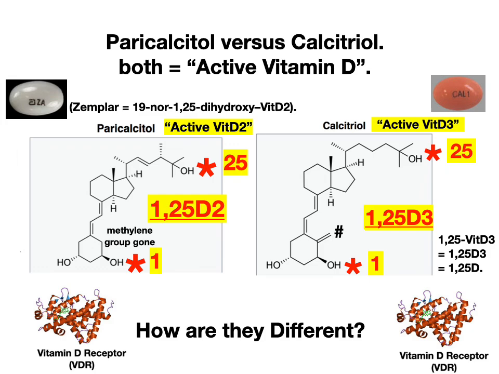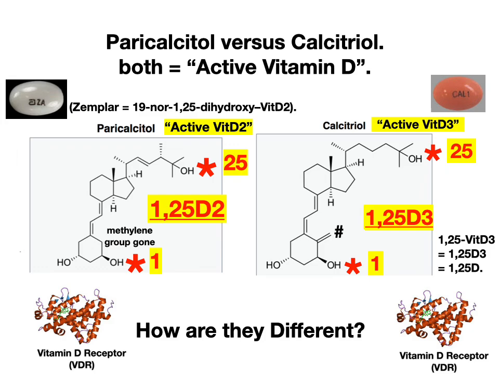How are they different, paricalcitol and calcitriol? Health practitioners will recognize paricalcitol as its brand name, Zemplar. Its abbreviated chemical structure name is 19-nor-1,25-dihydroxyvitamin D2. Even this elongated name is a shortened abbreviation of the full IUPAC name for this chemical compound.